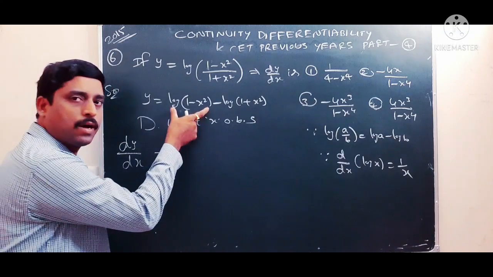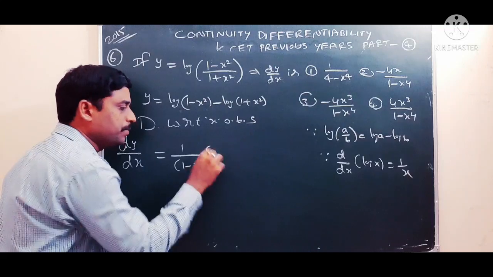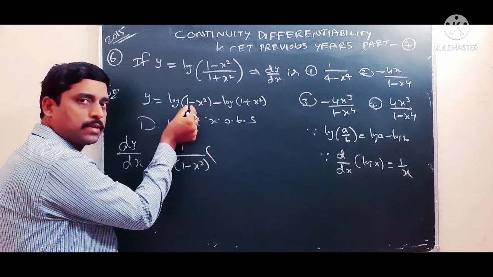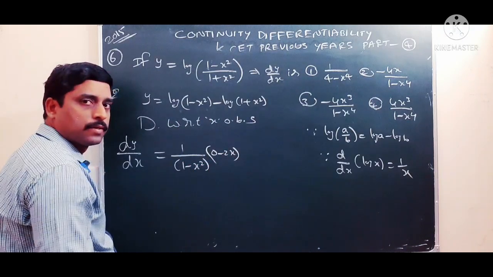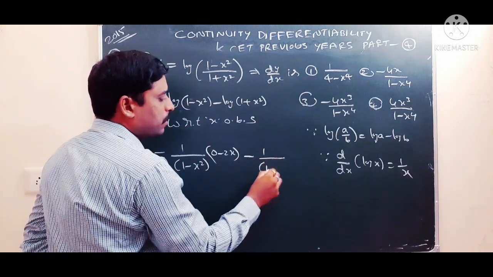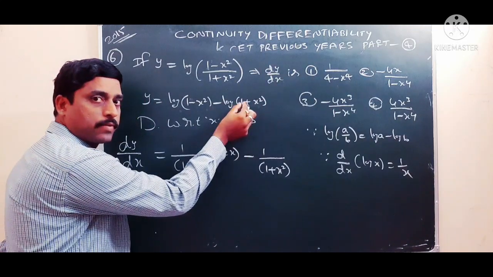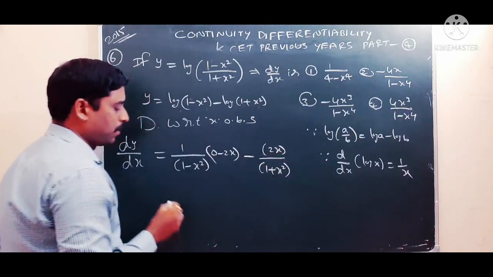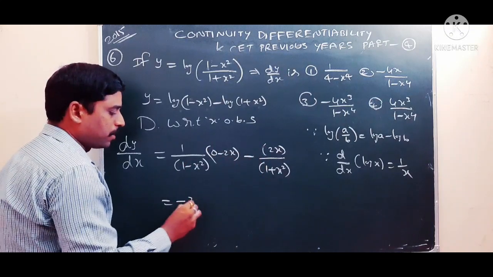So derivative of log of 1 minus x square will be 1 by 1 minus x square into the derivative of the inner function. Derivative of 1 is 0, derivative of minus x square is minus 2x, by using chain rule. So log of 1 plus x square will be 1 by 1 plus x square, times derivative of 1 plus x square, derivative of 1 is 0 and x square derivative is 2x. Now in this, take out minus 2x common.